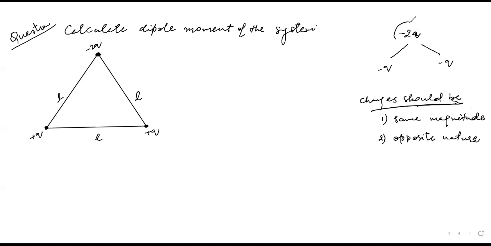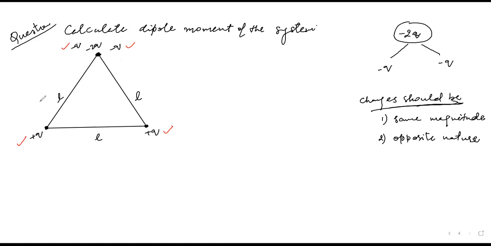This is the condition of the electric dipole. If we divide this minus 2q charge in the two half parts, then we get minus q and minus q. By doing this, we can assemble this minus q with this plus q and we get a dipole. Similarly, this minus q charge with this plus q charge and we get another dipole. All of you are understanding or not?